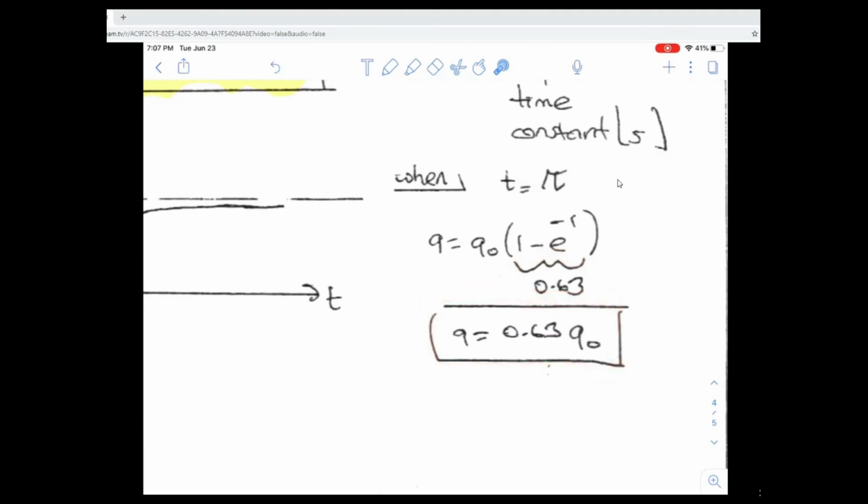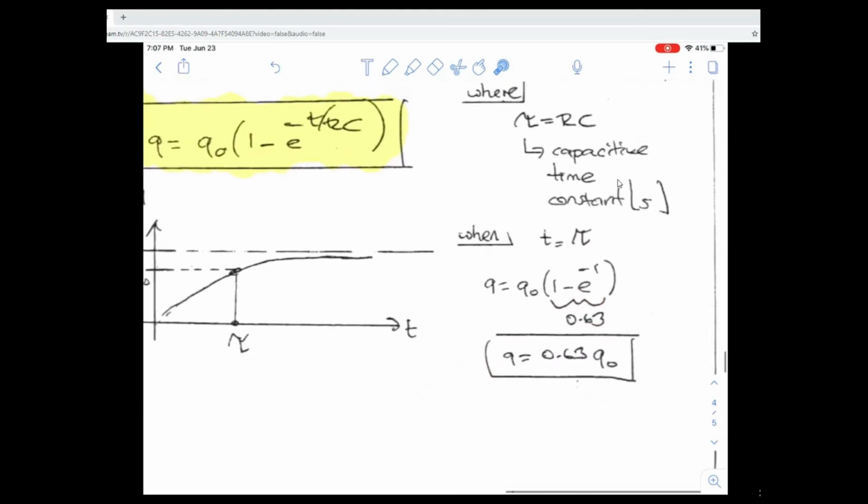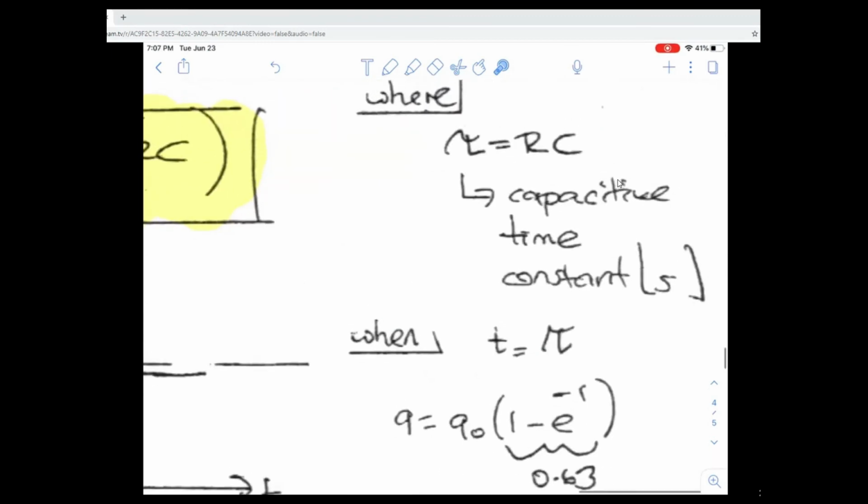Now that we got the book definition out of the way, let's talk about the reality of it. Guys, the capacitive time constant tells you how fast you can charge up or discharge a capacitor. That's it. Now that we are talking about reality as opposed to what the book talks about, notice that the larger the resistance is, the longer it's going to take to charge up. The larger the resistance is, the longer it's going to take to discharge. In essence, the resistor is going to put the brakes on.